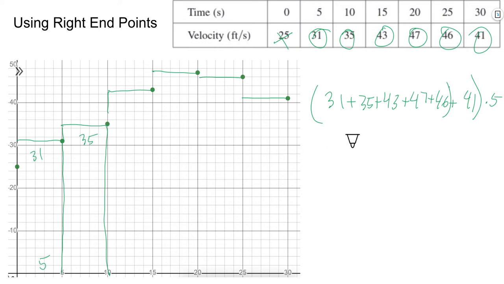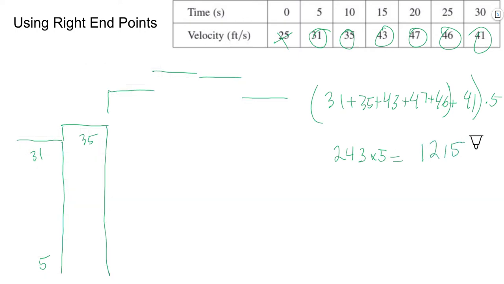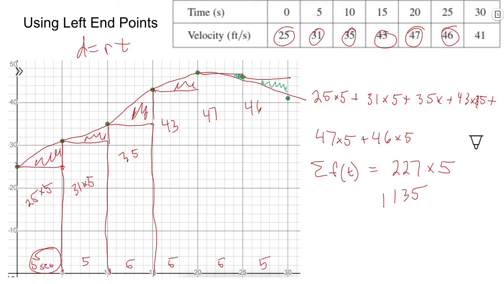So when I add all the heights, I get 243. And then when I multiply that by 5, that will give me the area of all the rectangles added together. And I get 1,215, which again is a little bit more.